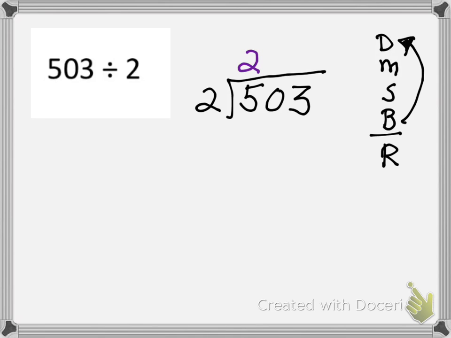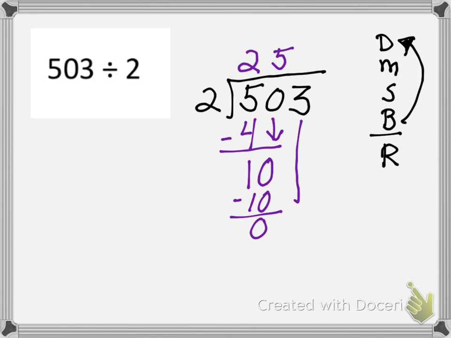And then we go to multiplication. 2 times 2 is 4. After multiplication, we subtract and we get 1. After we subtract, we bring down and we have a 0. 2 goes into 10 because after we bring down, we always go back to division. 2 goes into 10 5 times. 5 times 2 is 10. And then we subtract. After we subtract, we bring down our last number, and it's a 3.